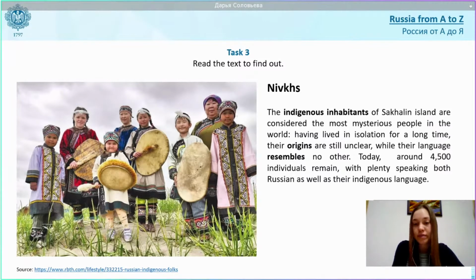And I can tell you that they speak Russian mostly, and they start to forget their language, which is the Nivkh language. They forget it. And it's a pity.